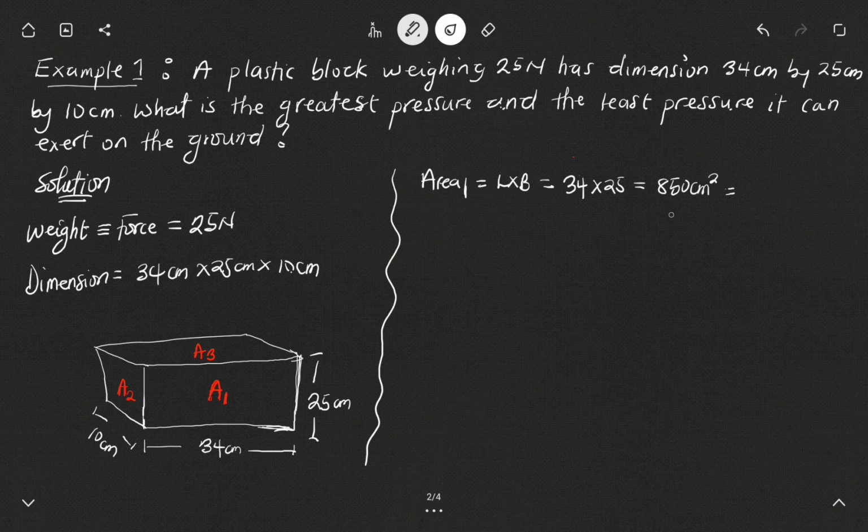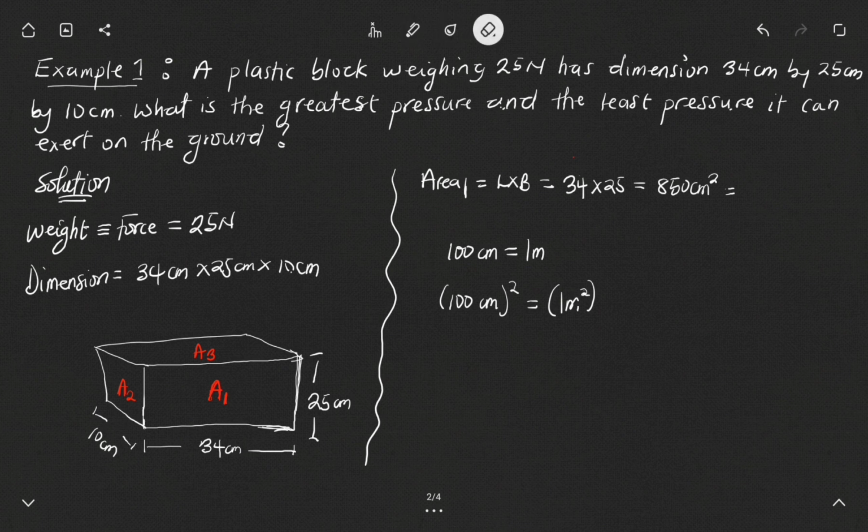Else, you would have to convert 850 centimeters squared to meters squared. So let's look at that. We know that 100 centimeters is equal to 1 meter. So if we want to have meters squared as our answer, we will have to square 100 centimeters. We square this side, then we square 1 meter as well. Sorry, the square is supposed to be outside. We square that as well.